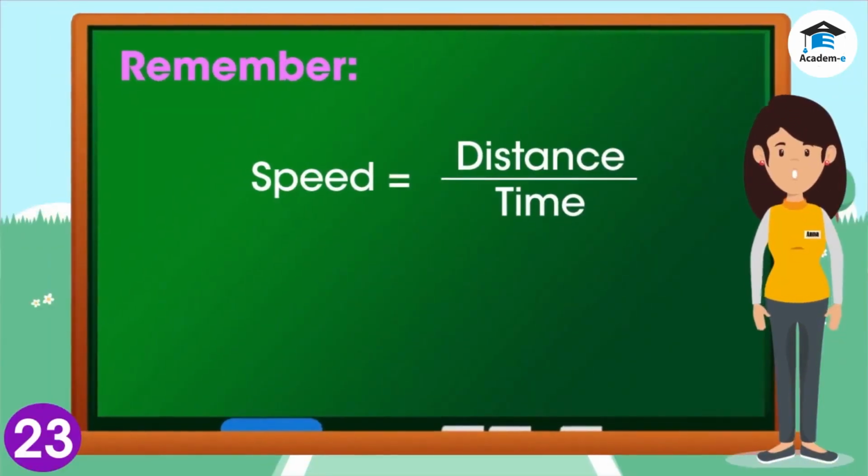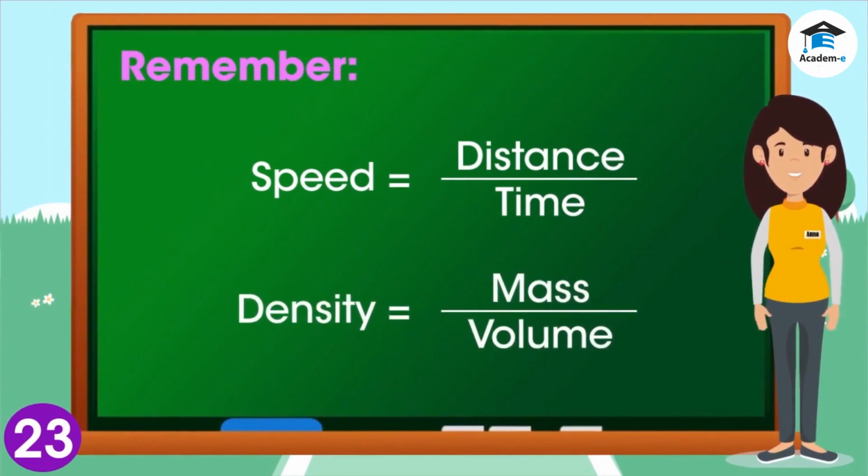Remember that speed is the rate of the distance traveled in relation to the time elapsed. Density is the ratio of the mass of an object in relation to the space it occupies.